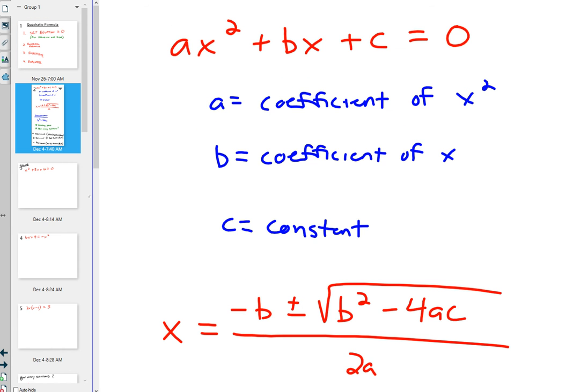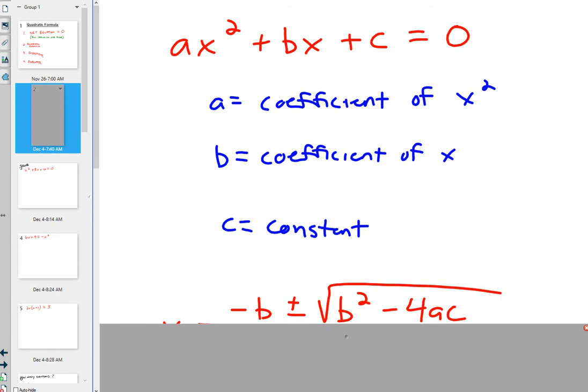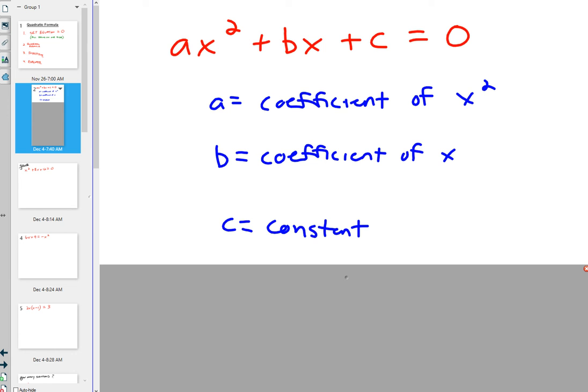So here we go, some quick review. If this is the standard form of a quadratic equation, we're going to have to know how to identify A, B, and C. Even if it's not in the correct order, make sure you know that A is what's in front of the x squared, B is what's in front of the x, and C is a constant.